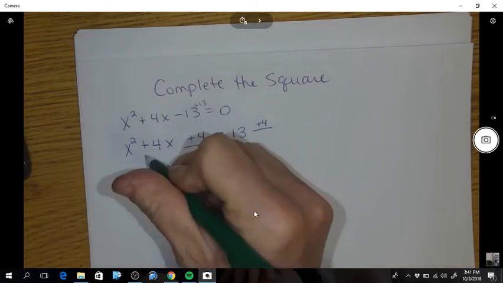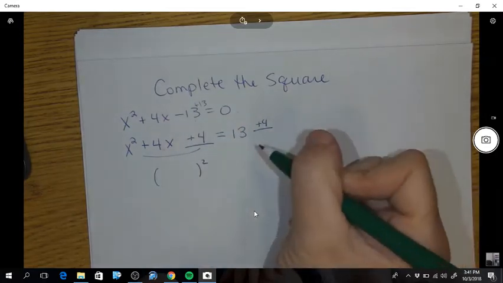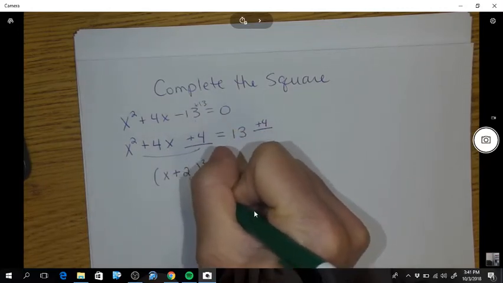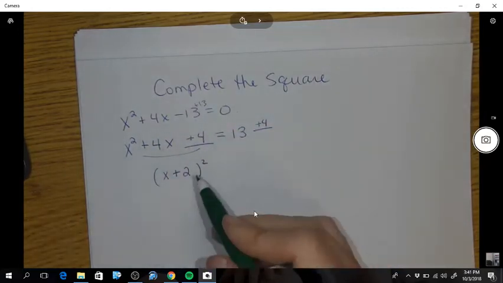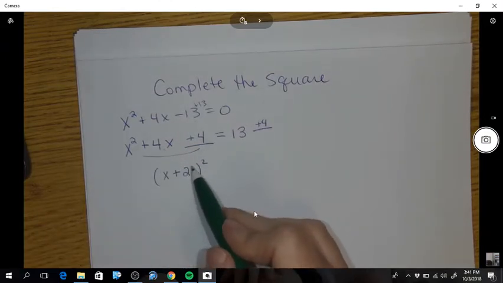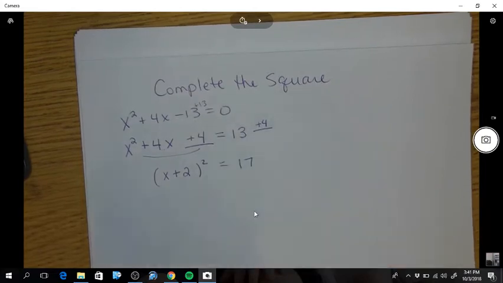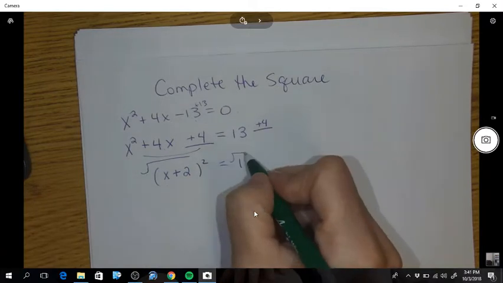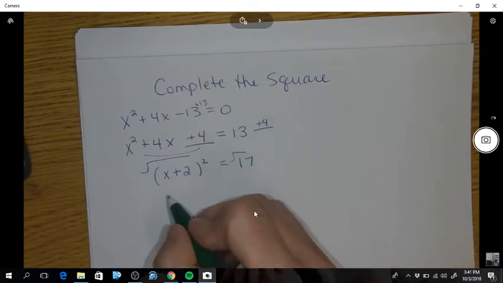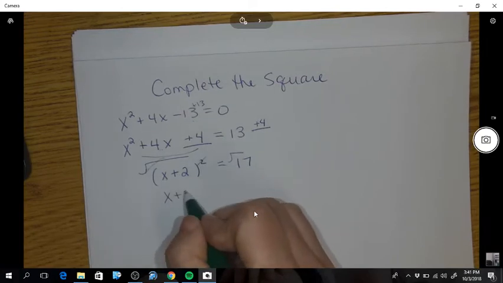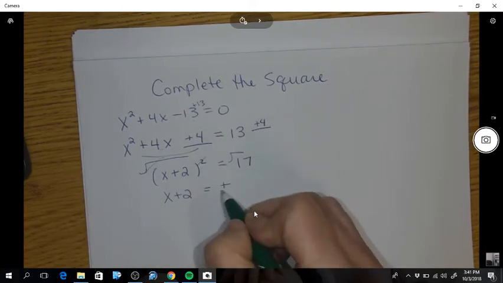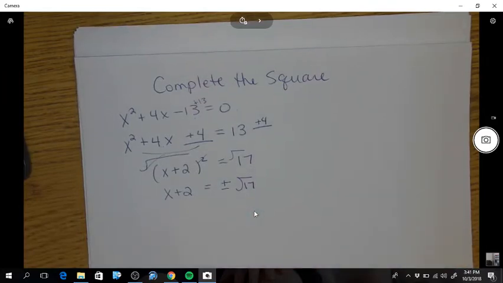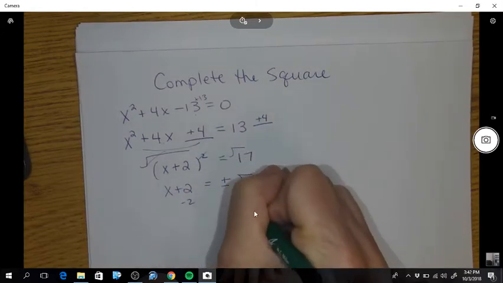Now, this is my perfect trinomial that will turn into a binomial squared. So x plus 2 squared would end up giving me that, right? This number is always half of that, square root of that, equals 17. Okay, now we would square root algebraically first. I'm trying to get this x alone. So square rooting and square just cancels that. Now, do you remember that that's a plus or minus? Okay, and then the last step to get x alone would be to subtract 2.